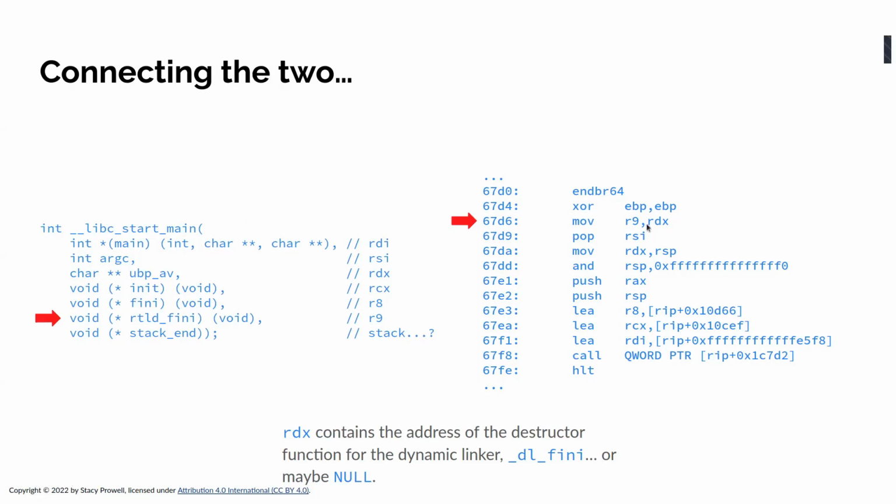So R9, we take RDX and move it into R9. Why do we do that, right? This holds the address of the finalizer for the dynamic library. It's one of the only things we know. And that is this argument to libc start main, which happens to be R9. So we need to put that in R9 before we can invoke this. If only it had been the third argument, we wouldn't have to do that, but it's not. So we got to move it to the right place. And so we move it into R9. Hopefully that makes sense to you.